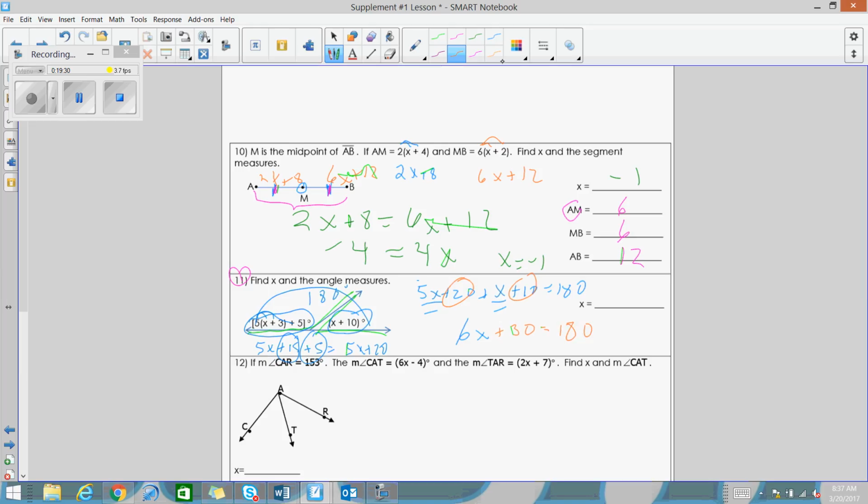So you solve, you'll subtract 30, divide by 6, and you'll get x equals, what is that? What's 150 divided by 6? Gotta get my calculator out. 150 divided by 6, and you get 25.